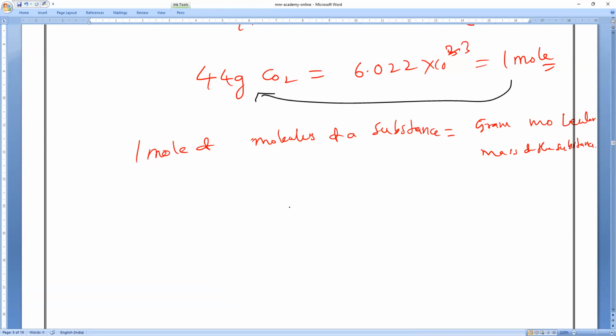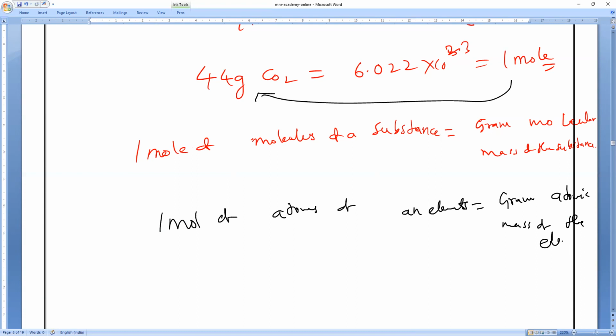Next, a mole of atoms. 1 mole of atoms of a substance. Atoms will come for what, elements or compounds? Elements. That is also equal to the gram atomic mass of the element. Do you all understand, everyone? I want the response. I hope you are all clear. Any doubt, anybody can ask.